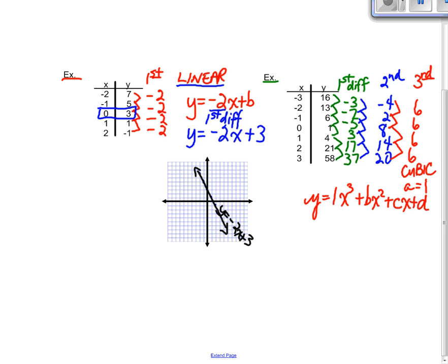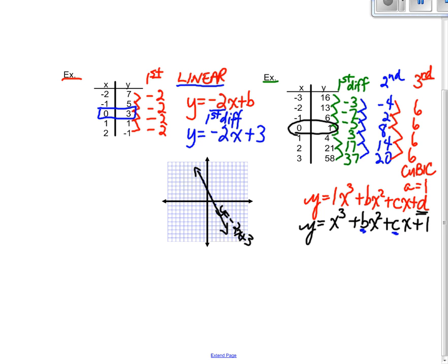This can get a little ugly, but we do know the y-intercept is our d value, and we have been given that the y-intercept is 1. So far we have that y equals x cubed plus bx squared plus cx plus 1. What we don't know is the b and the c, and that we would like to find. So since we have a table of values, we have a number of points. If I choose 2 nice points, I can solve for b and c using a system of equations.